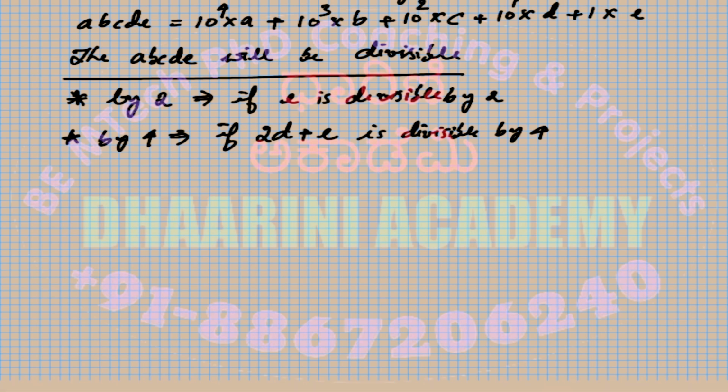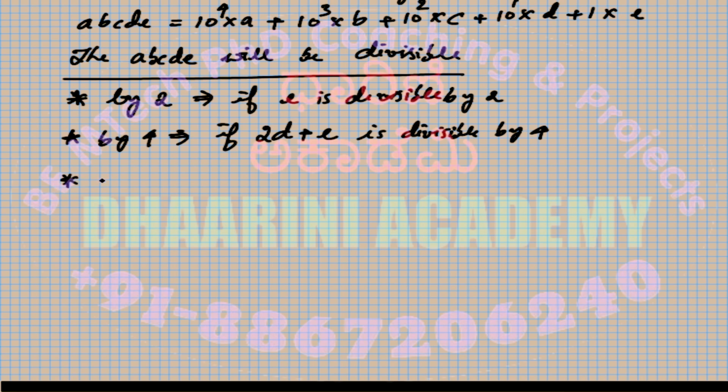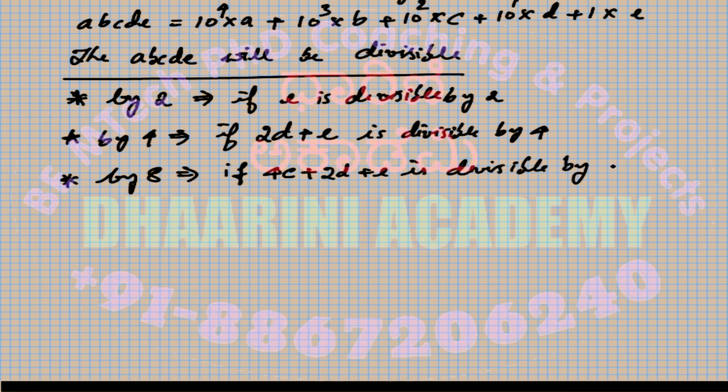Very simple. Then my next condition is divisible by 8. How do you check whether a number is divisible by 8? That is, if 4 times C plus 2 times D plus E is divisible by 8.